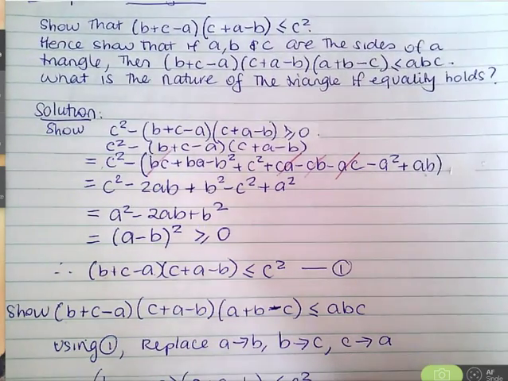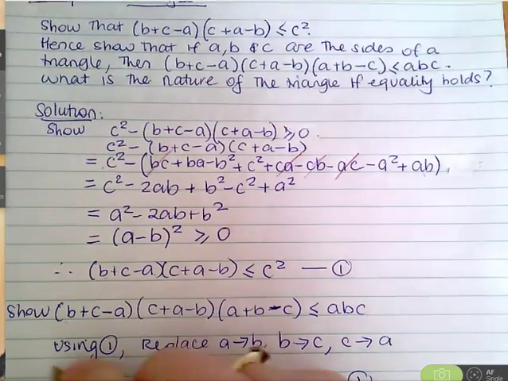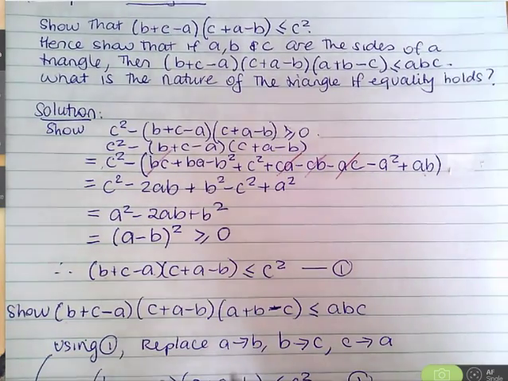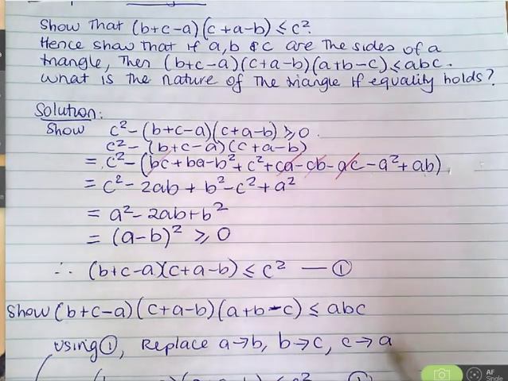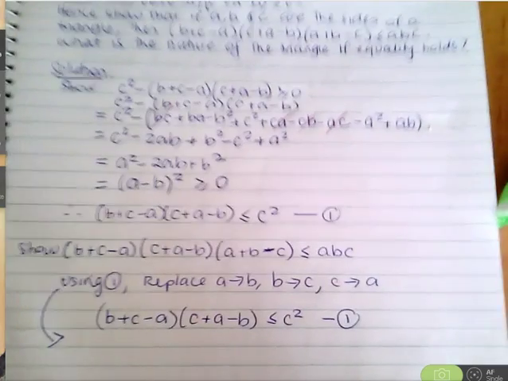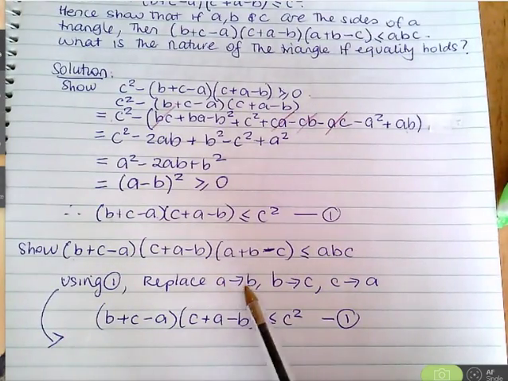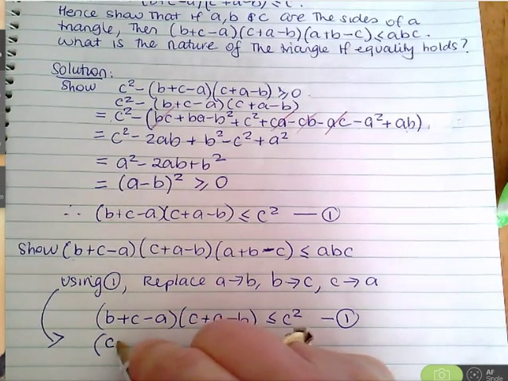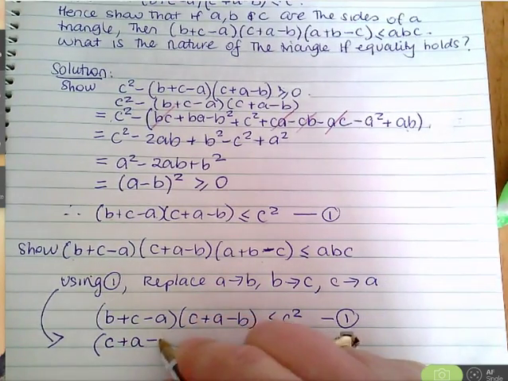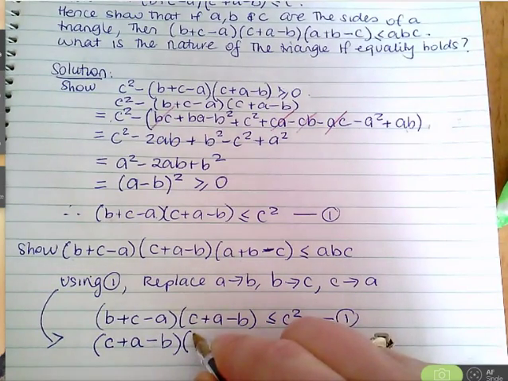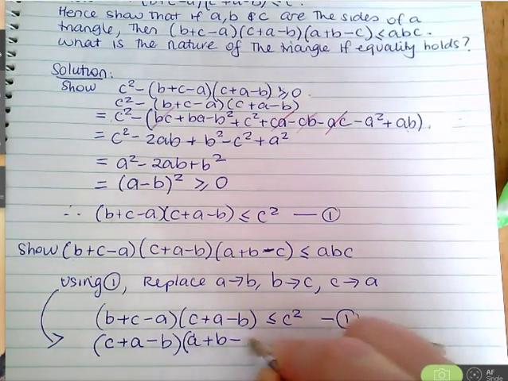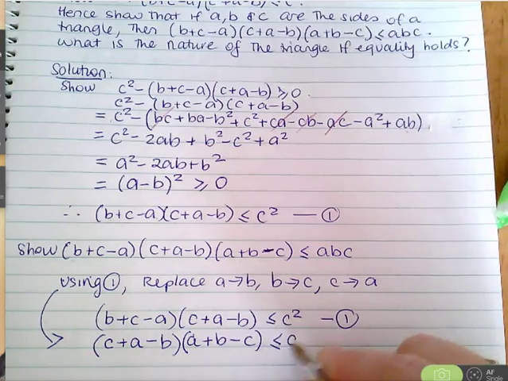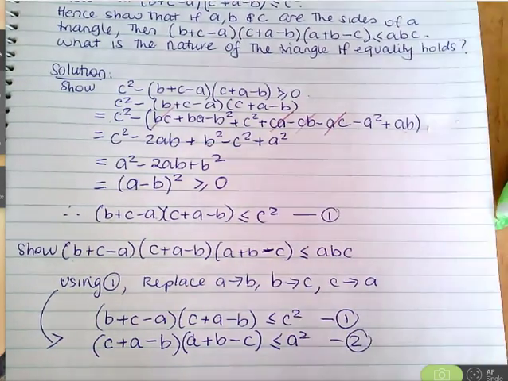So we've got that one. I'll call that equation 1. Now we will replace the A with the B with the C, and so we're just writing out the first one. Then we'll replace the A with B, B with C, and C with A. So this will become C plus A minus B times A plus B minus C is less than or equal to A squared. I'll call that equation 2.